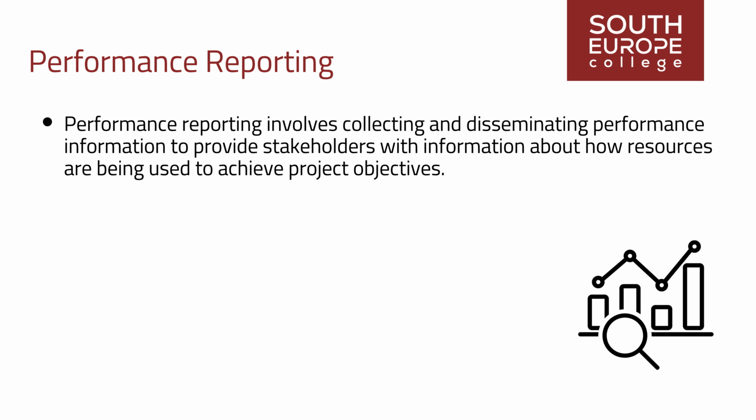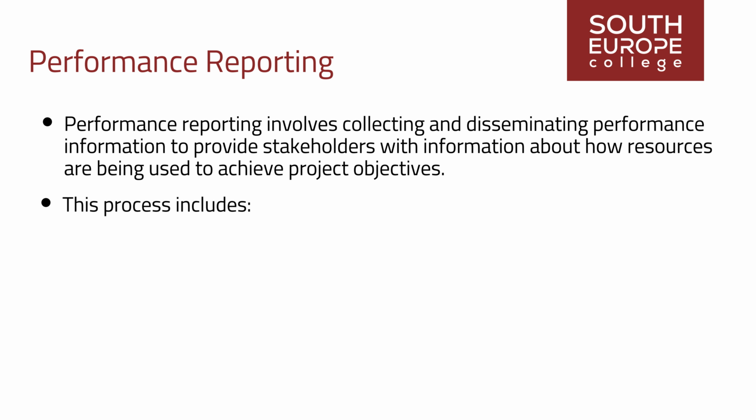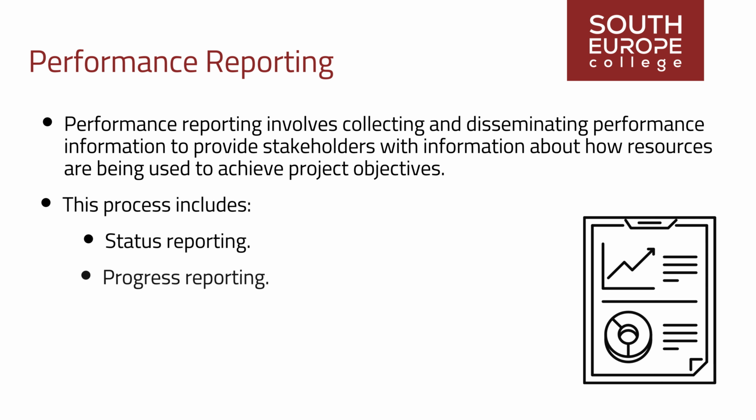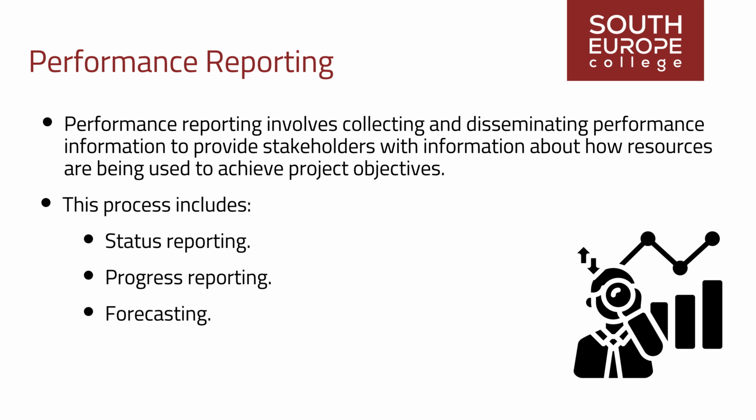Performance reporting involves collecting and disseminating performance information to provide stakeholders with information about how resources are being used to achieve project objectives. This process includes status reporting, describing where the project stands, for example, status related to schedule and budget metrics. Progress reporting, describing what the project team has accomplished, for example, percent complete to schedule, or what is completed versus what is in process. Forecasting, predicting future project status and progress. Performance reporting provides information on scope, schedule, cost, and quality.